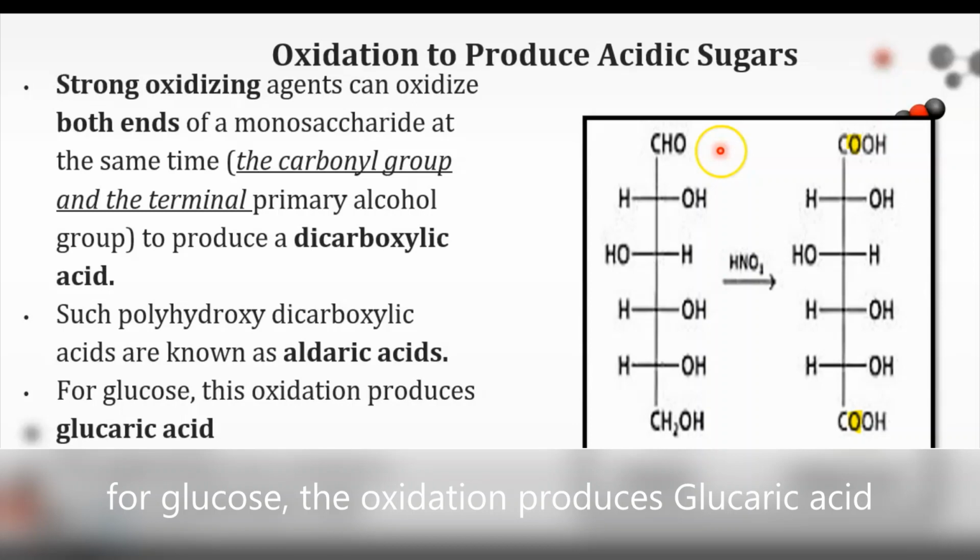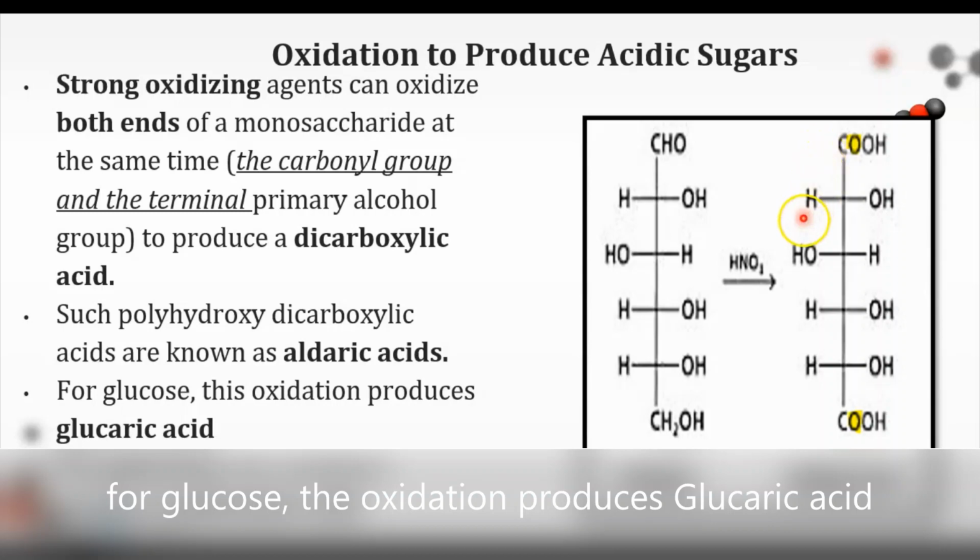Since they are strong oxidizing agents, the aldehyde group will be oxidized. Thus, it becomes a carboxylic acid. This will be on the first terminal end.